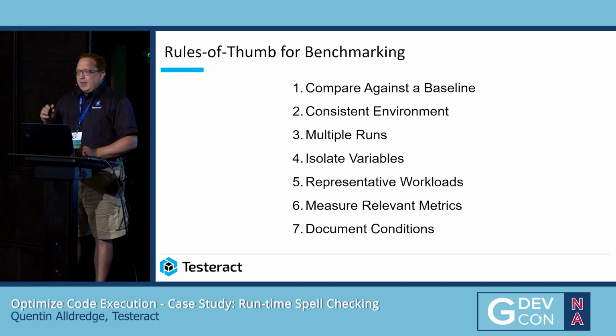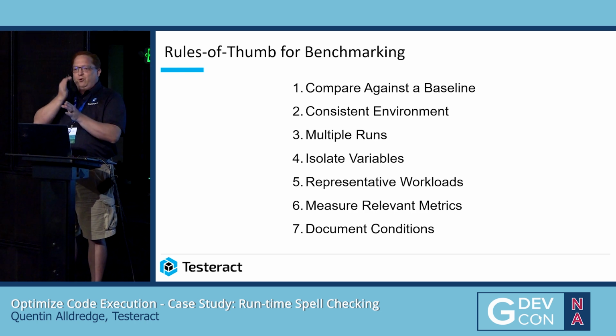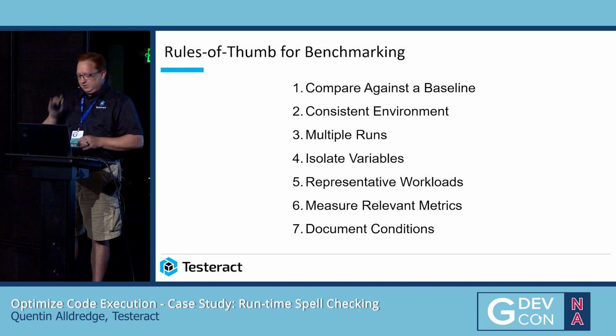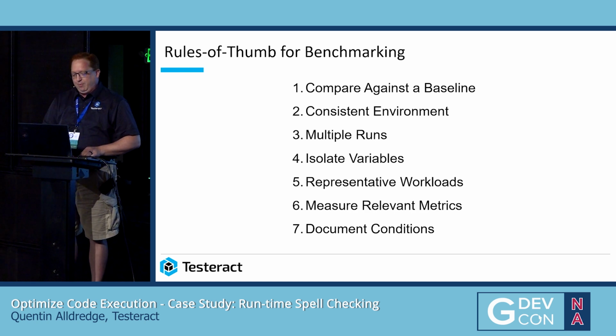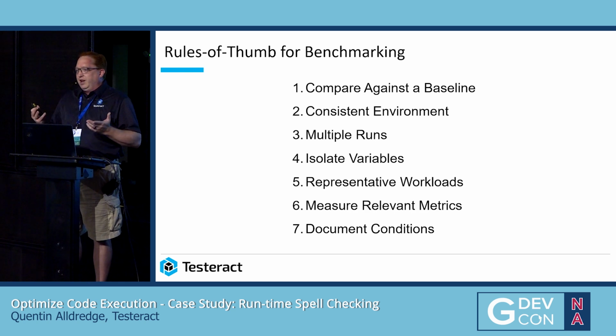Isolate variables. This is testing only one thing at a time. You want to limit it down to, okay, I'm going to do this particular thing. I have some examples that we're going to use in the game here. Use representative workloads. If you don't do something that represents what you're trying to test, then the numbers don't mean anything to you.